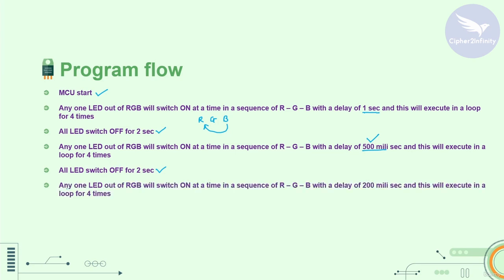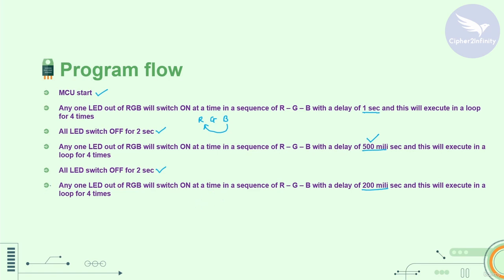Then the next point is any one LED out of RGB. Again, the same line, but in this case the delay is 200 milliseconds. In the first line the delay was 1 second, here it was 500 milliseconds, and in this case it's 200 milliseconds. So here the RGB LED pattern is going to be even faster.